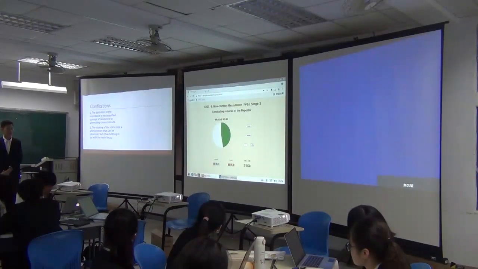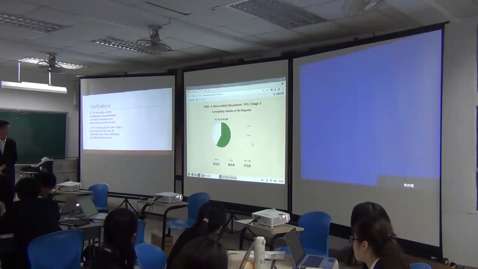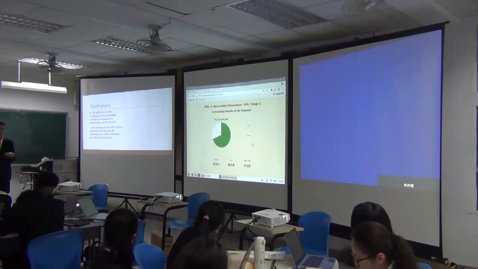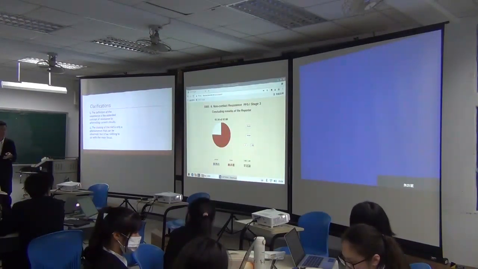So here are my clarifications. First, as the opponent asked, the definition of impedance is actually the extending concept of resistance to alternating current circuits. And second, the shaking of the rod is only a phenomenon that can be observed, but it has nothing to do with the experiment. Rather than saying that it affects the experiment, maybe we can say that it's the changes of the experiment parameters that cause this phenomenon.